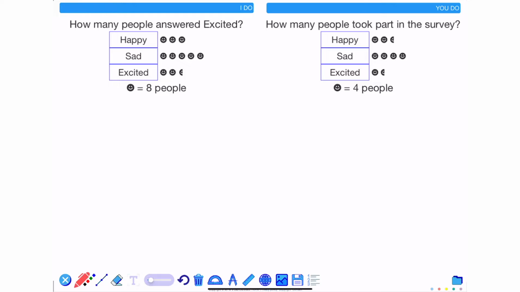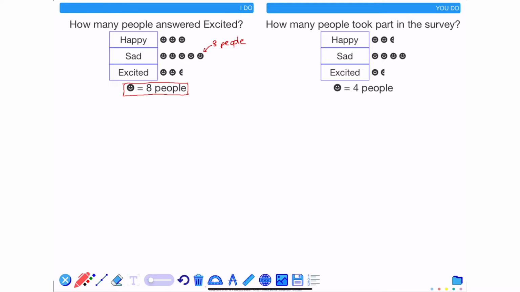In this video, we're going to be learning about a pictograph. A pictograph is a great way of showing the frequency of different categories. The most important thing about a pictograph is the key. Understanding that one smiley face represents 8 people will help us to understand how many are within a particular category.